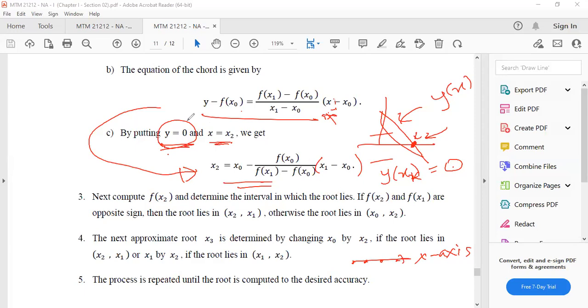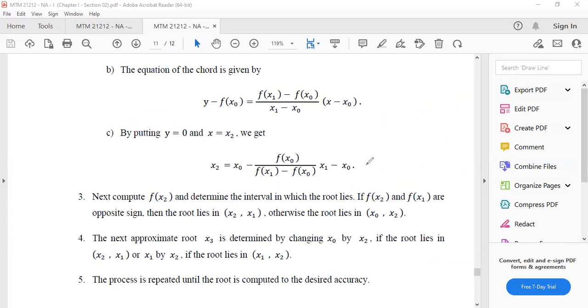So I hope you have derived the equation by putting y equal to 0 and x equal to x2, and you may end up here, okay? In some books, and some people, they even simplify this one. Can you simplify this further?